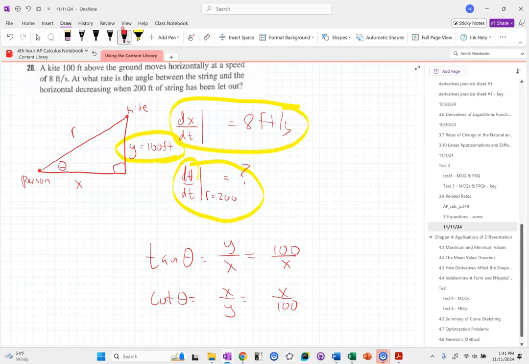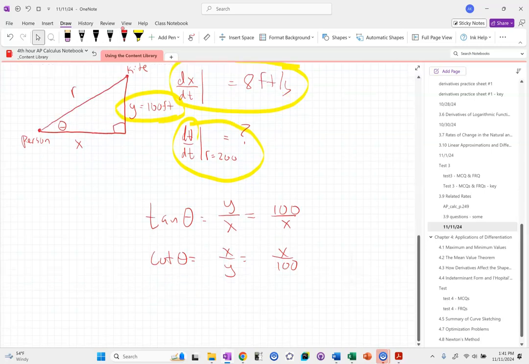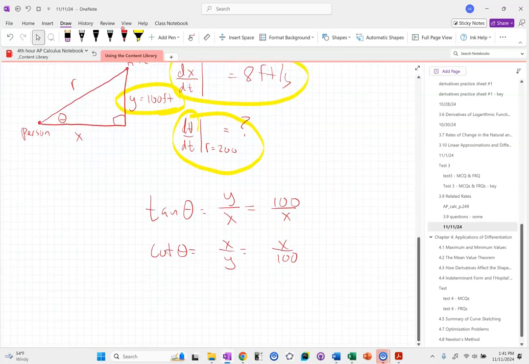Does it really make much of a difference? No. Is one much harder than the other? No. Are they both going to work? Yeah. Does it matter? No. I'm going to do the second one because the calculus is a little bit easier. So the derivative of cotangent is negative cosecant squared d theta/dt equals 1 over 100 dx/dt.